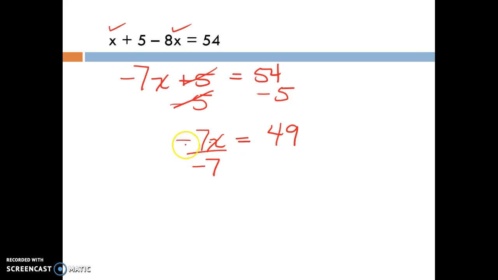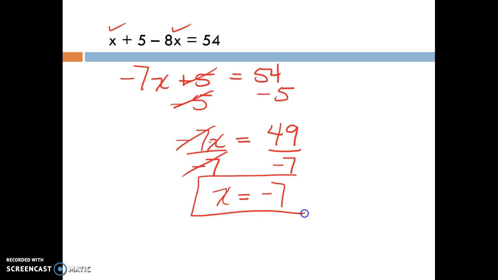Currently, we are multiplying negative 7 by x. In order to undo that, we will divide. Negative 7 divided by negative 7 gives us 1. 49 divided by negative 7 gives us negative 7.